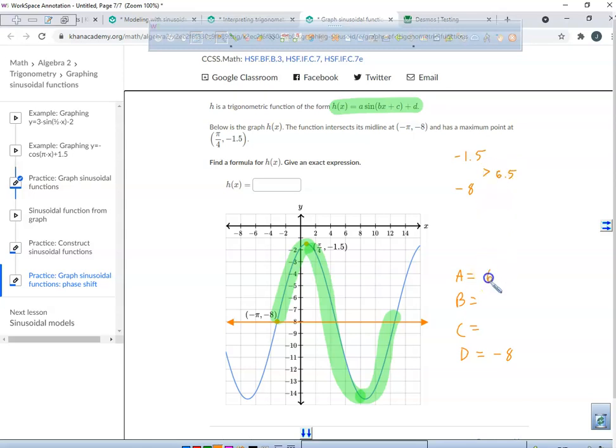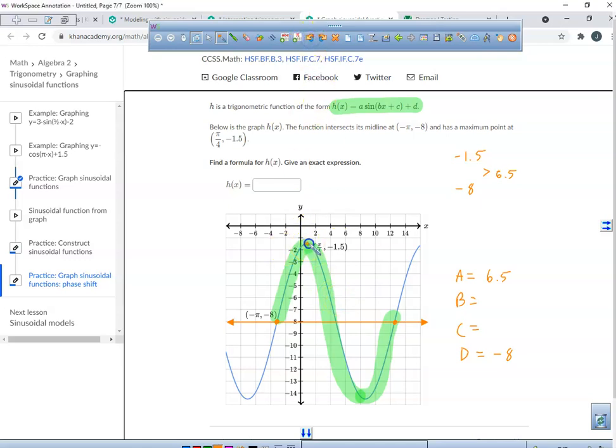So I'm going to put A is 6.5, because if I add 6.5 to 1.5, I get 8. So that's my gap. That's my A value. All right. So now I got to find the length of my period. Start here, and it finishes right over here. All right. And it has a point right there. Whoa. Has a point right there.